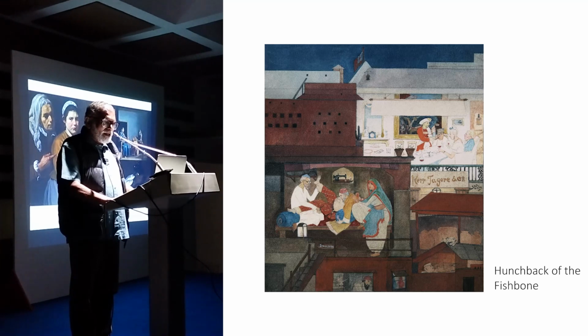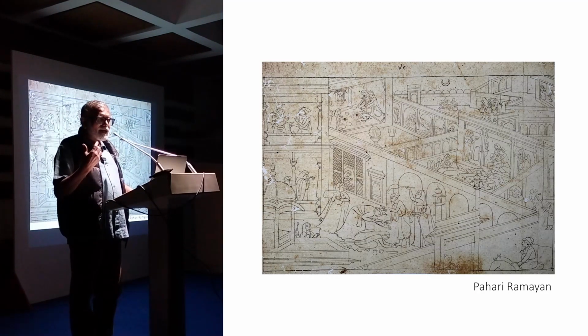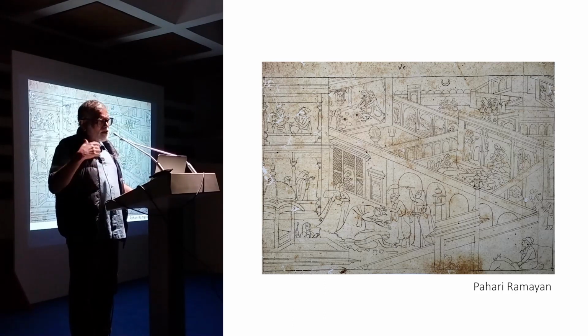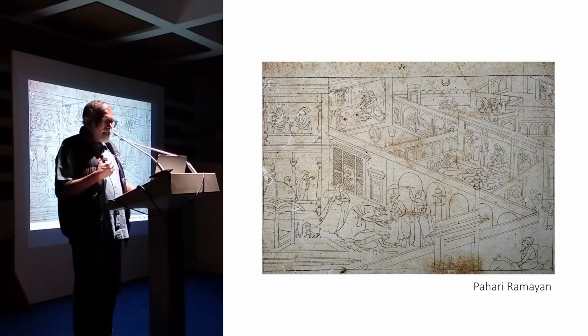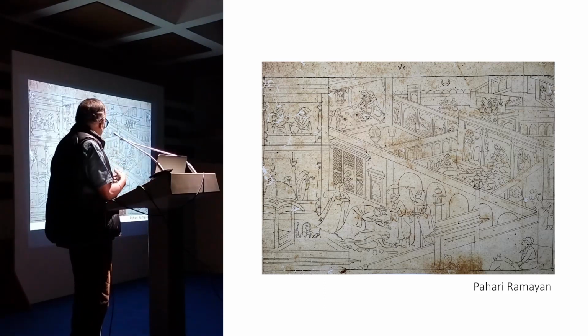Now, this kind of narration, he takes a model from somewhere. This model is there in ancient Indian miniatures. This is a miniature drawing that he owned. They collected quite a lot of these miniatures, and they had over 400 to 500 pictures. And this is one of those pictures that he owned, a Pahari Ramayana, where you can actually notice certain things.